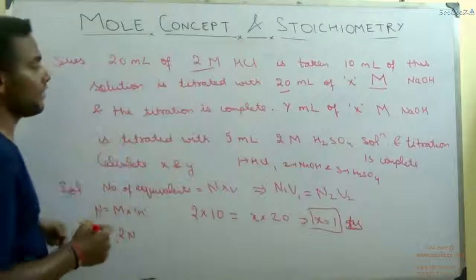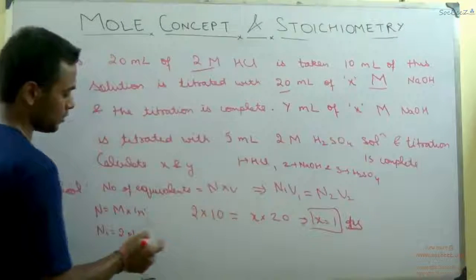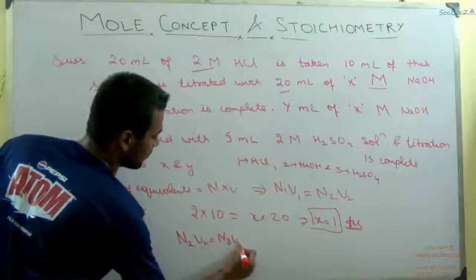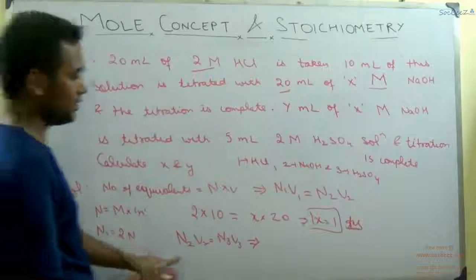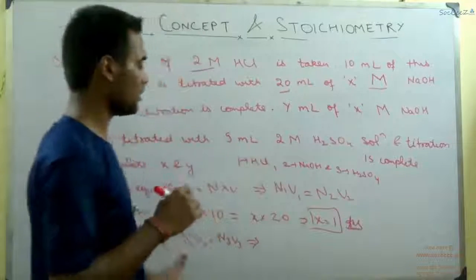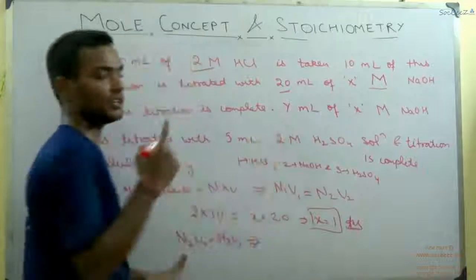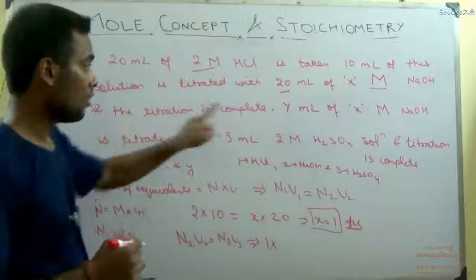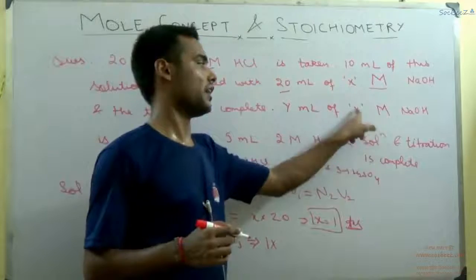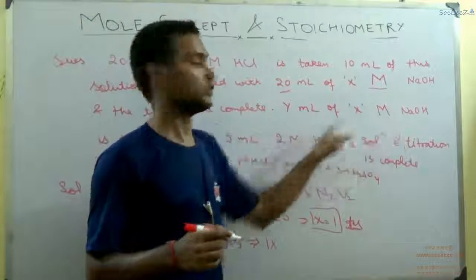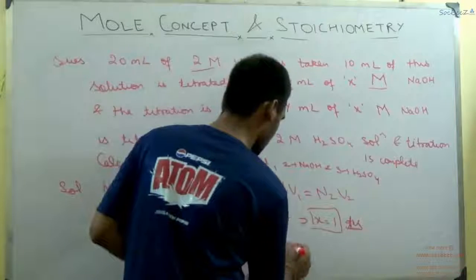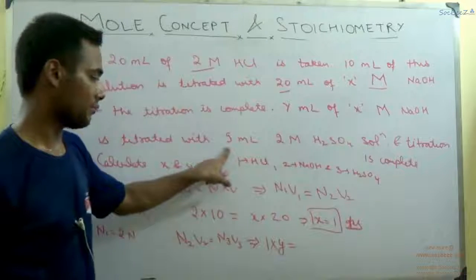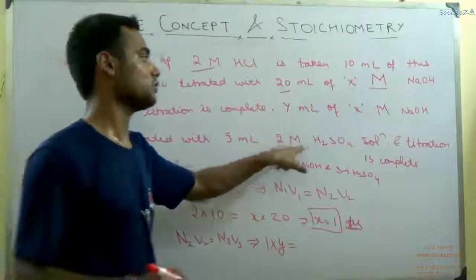Okay, now in case of the second titration, when NaOH is titrated with H2SO4, N2 V2 equals N3 V3. This implies N2 is 1 normal because molarity is 1, and since n factor is 1, therefore normality is also going to be 1, into volume. Y ml of 1 molar NaOH, as X is 1. Now let's write Y as the volume. So 1 into Y equals 5 ml. 5 is the volume, and 2 molar H2SO4 solution.